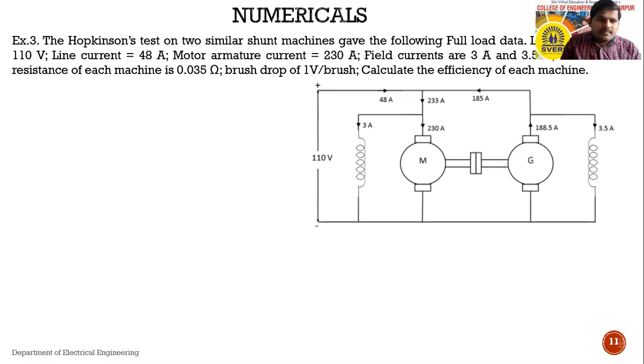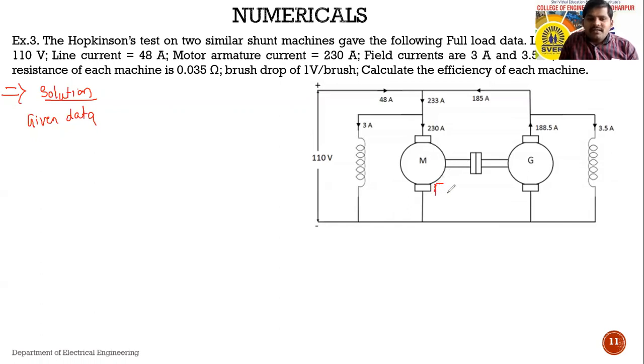Yes, sir. Okay. Solution in that given data. See, for solving this problem, if we draw the diagram of the Hopkinson test, then it is very easy to solve. In the Hopkinson test, it will require two identical machines.